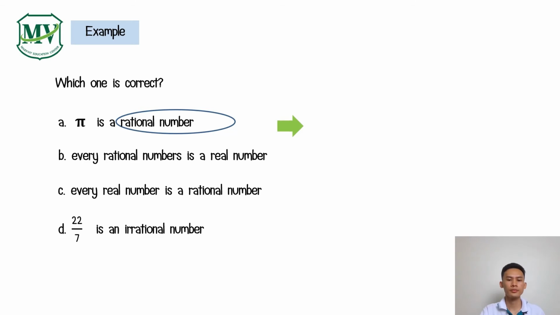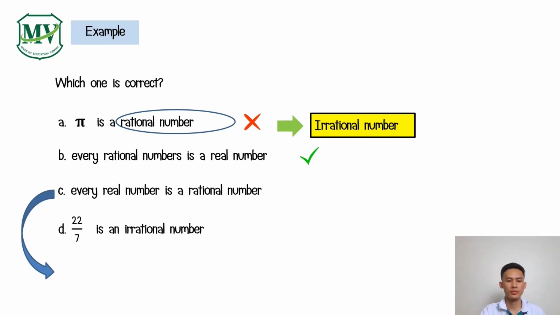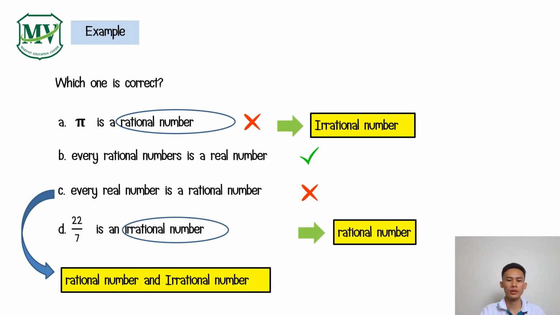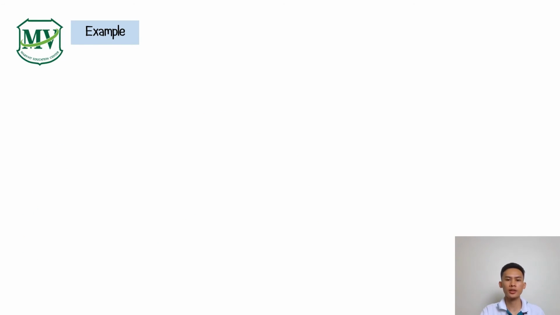So in letter A, it should be irrational number. Therefore, letter A is not the answer. In letter B, it is a correct statement. In letter C, it should be rational number and irrational number. In letter D, it should be rational number. Therefore, the correct answer is letter B. Let's go now to the next question.